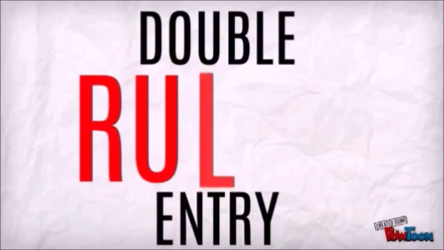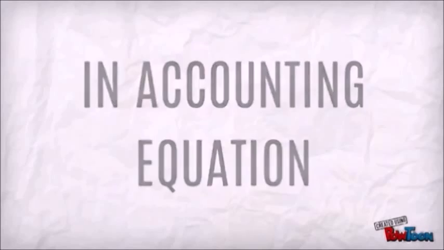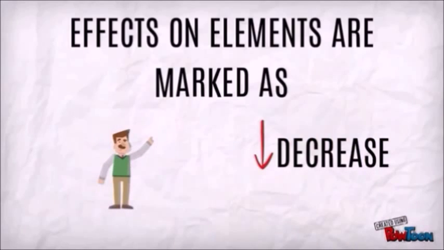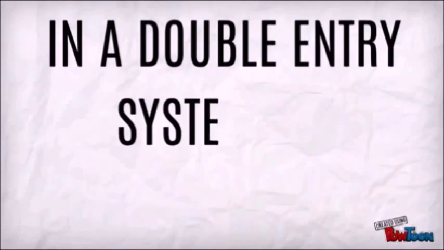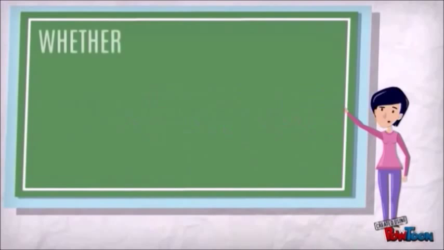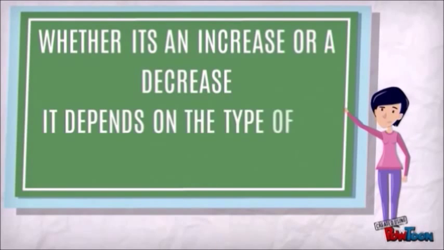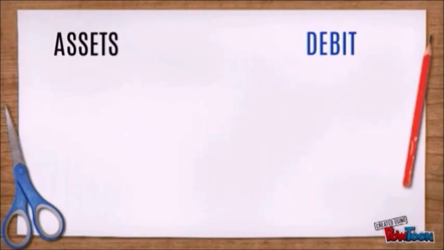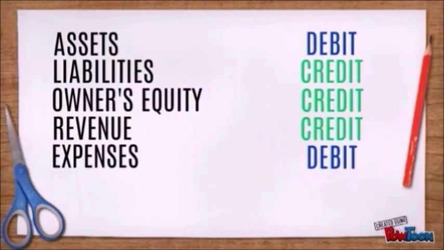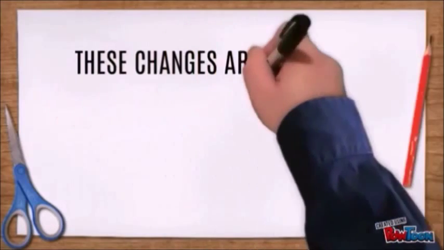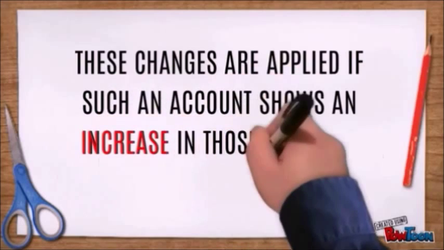Double entry rules. In the accounting equation, effects on elements are marked as increase and decrease. But in a double entry system, the effects are debited and credited. Whether it's an increase or a decrease depends on the type of the account. As such, these changes are applied if such an account shows an increase in those accounts.